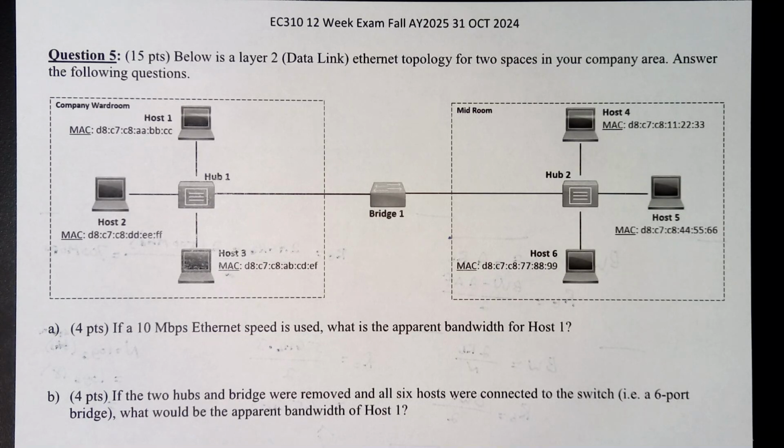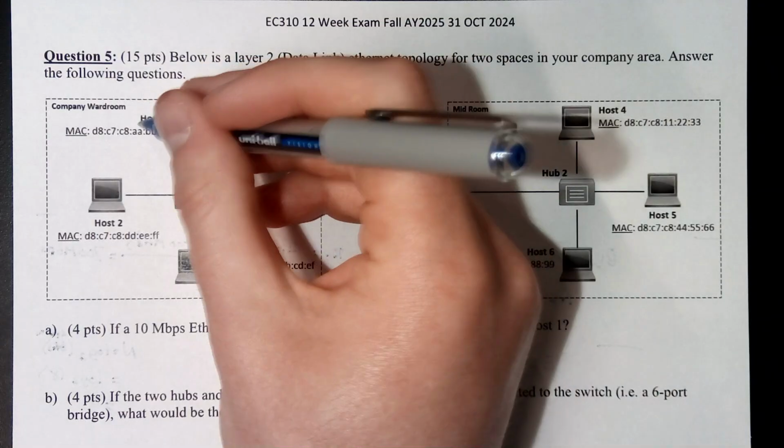Okay, on to the last question. Question number 5 is an Ethernet question. Starting off on part A: if a 10 megabit per second Ethernet is used, what's the apparent bandwidth for host 1? We're going to find host 1 right here.